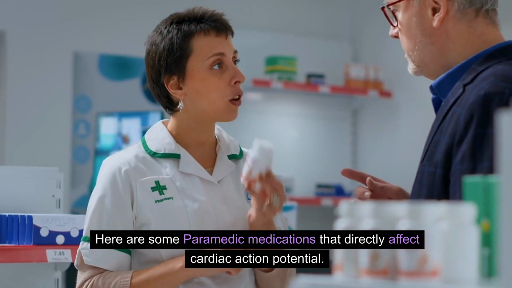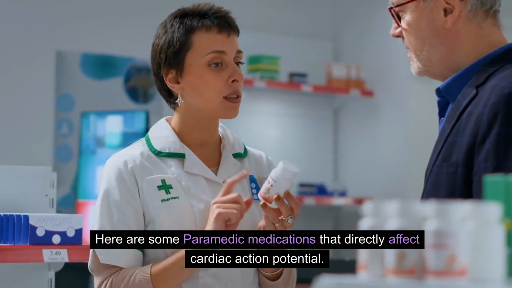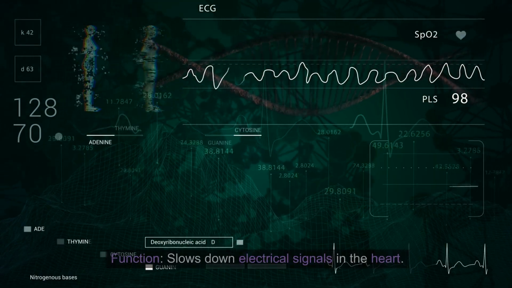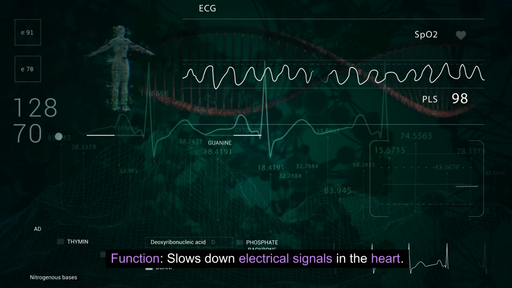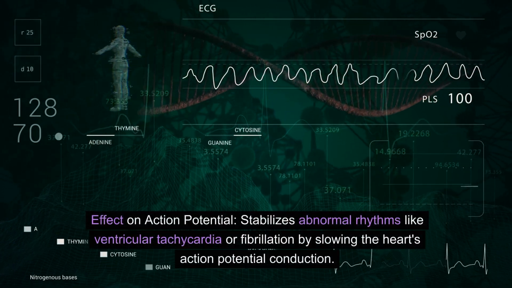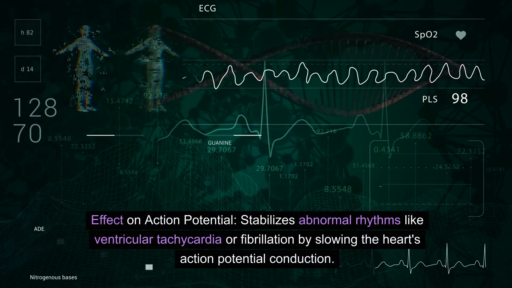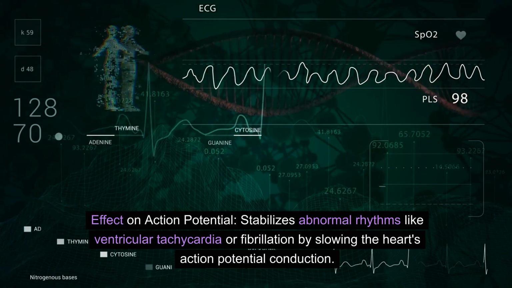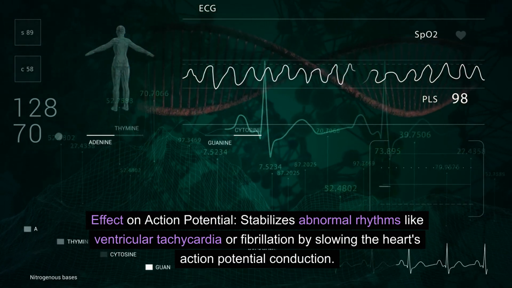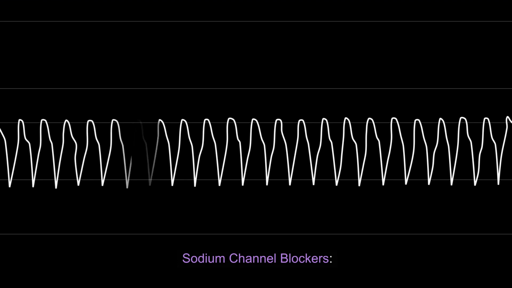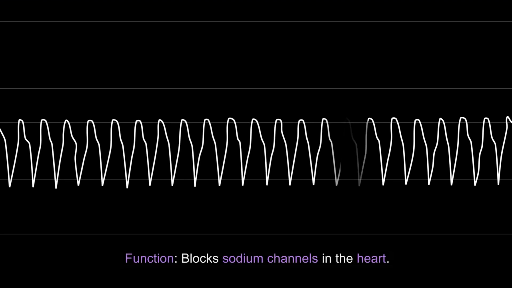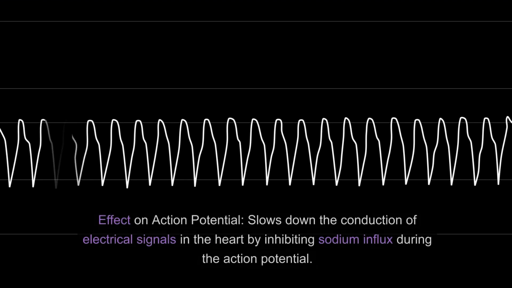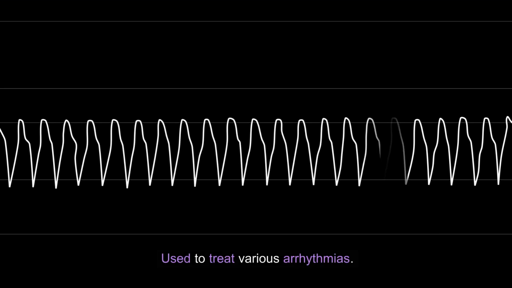Here are some paramedic medications that directly affect cardiac action potential. Amiodarone, function, slows down electrical signals in the heart. Effect on action potential, stabilizes abnormal rhythms like ventricular tachycardia or fibrillation by slowing the heart's action potential conduction. Sodium channel blockers, procainamide, function, blocks sodium channels in the heart. Effect on action potential, slows down the conduction of electrical signals in the heart by inhibiting sodium influx during the action potential. Used to treat various arrhythmias.